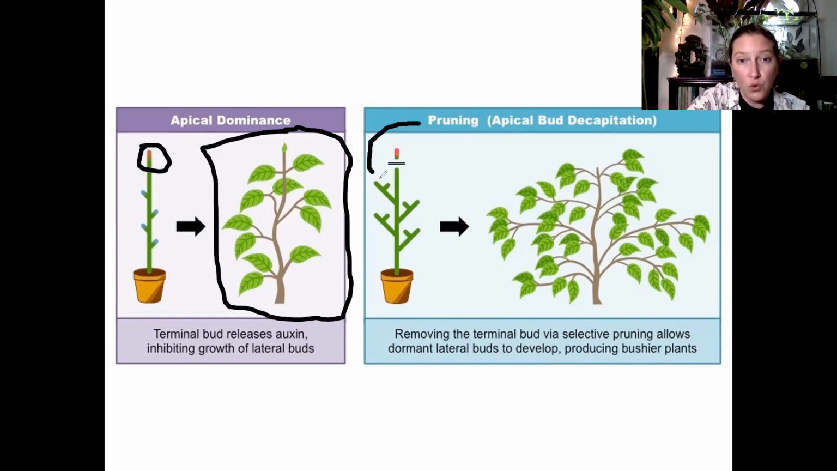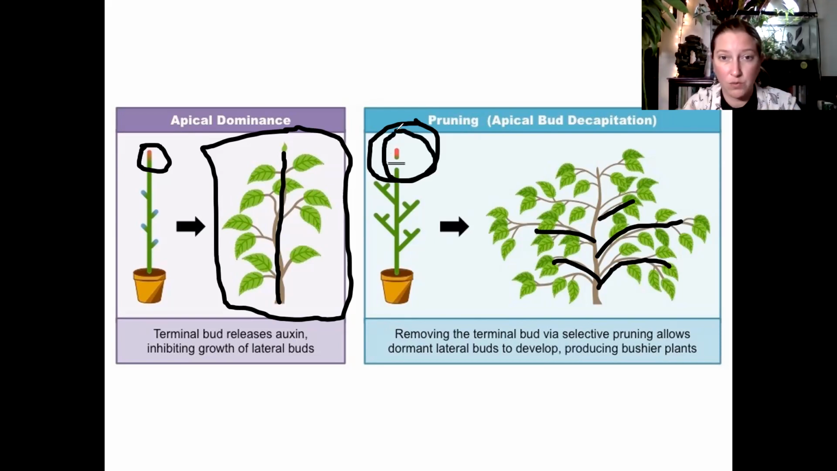However, if you remove the tip of the plant, or remove the apical meristem from the plant, auxin stops being produced and thus lateral branching can occur. Whereas here on the left, we really only have one main branch, here on the right, we got a lot of lateral branches occurring. That's because the apical meristem that makes auxin was removed and then the lateral buds will take over.